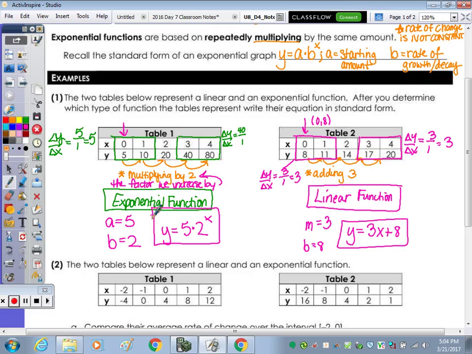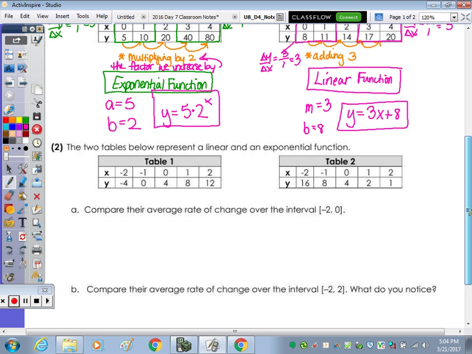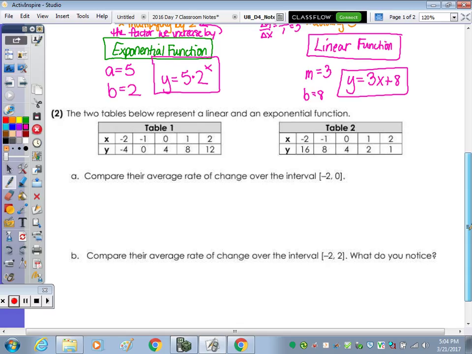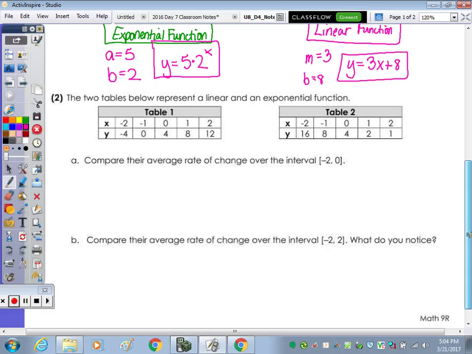Number 2, it says the two tables below represent a linear and an exponential function. Compare their rate of change over the intervals, and then what do we notice in part B. Okay, so let's look at table 1 versus table 2. We look at the x's, they're still increasing by 1.